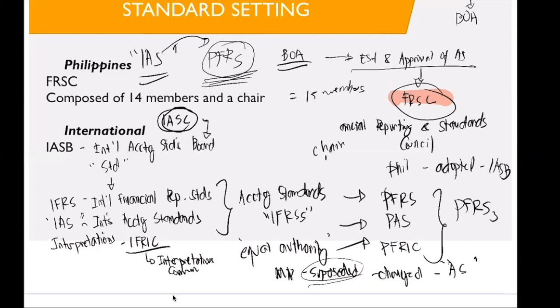FRSC is the accounting standards setting body here in the Philippines, but we adopt our accounting standards from IASB. When we talk about accounting standards, we mean IFRSs or PFRSs. They are collectively known as IFRSs or PFRSs. And they are composed of three accounting standards. And what are those three accounting standards? You have your PFRS, PAS, and PFRIC or IFRIC. And when we talk about their status or their hierarchy, they have equal authority. Okay? They have equal authority.